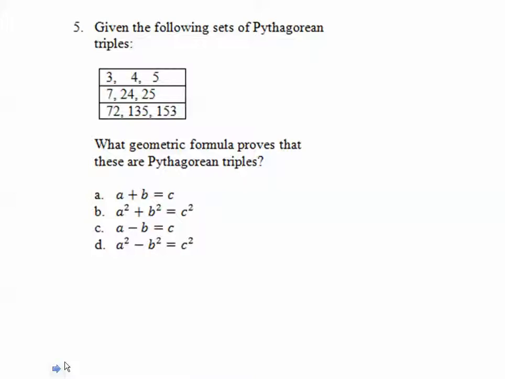Given the following sets of Pythagorean triples, what geometric formula proves that these are Pythagorean triples? Well, that's the Pythagorean theorem, which is a squared plus b squared equals c squared.